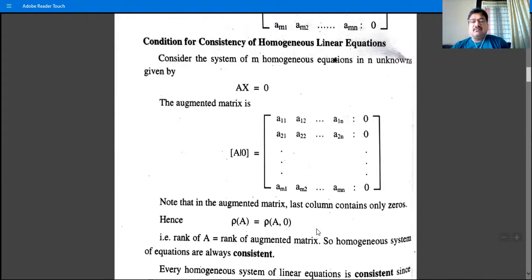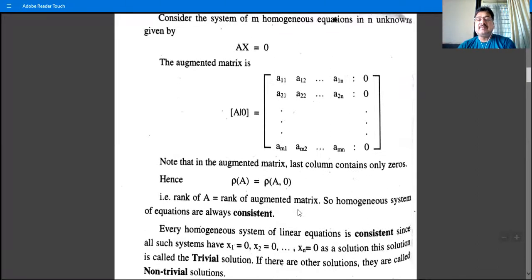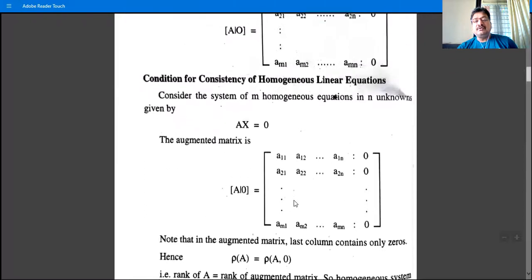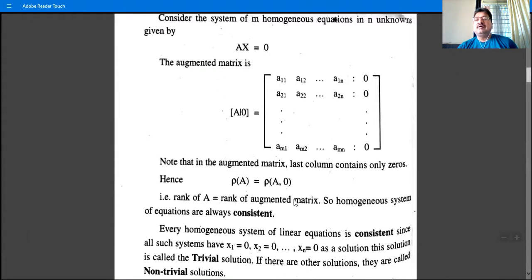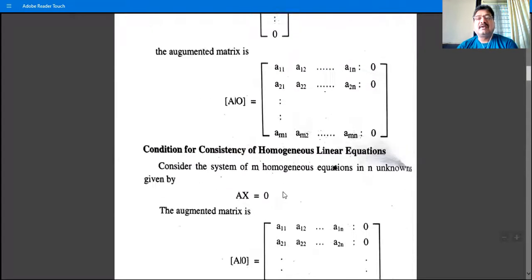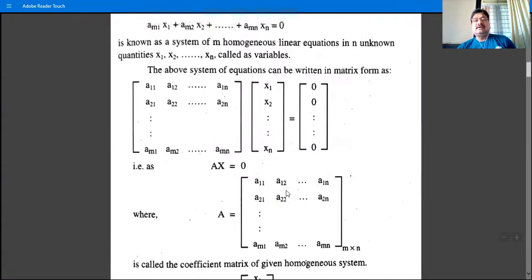So we know the meaning of consistent and inconsistent. We say the system is consistent if the system has at least one solution, and we say the system is inconsistent if the system has no solution. And we know that a non-homogeneous system may or may not be consistent, but a homogeneous system is always consistent, because the rank of [A 0] is always the rank of A. And we know what the trivial solution is.